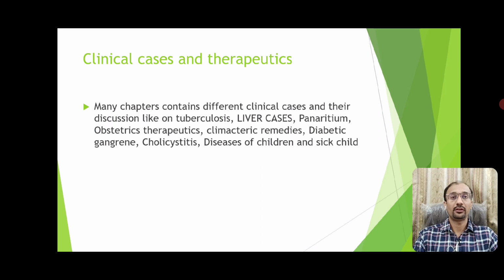Next, a few chapters contain clinical cases and therapeutics like tuberculosis, liver diseases, pernicious anemia, obstetric therapeutics, climacteric remedies, diabetic gangrene, cholecystitis, diseases of children and the sick child. In every case, Dr. Bogart has given the detailed history, how he arrived at a particular indicated medicine and how he approached that case, which is very helpful for our clinical and day-to-day practice.